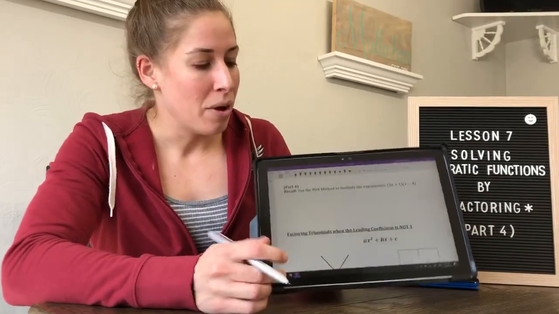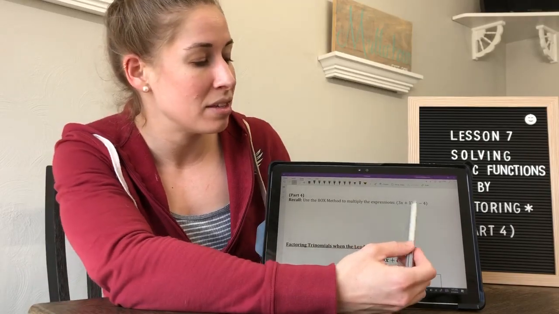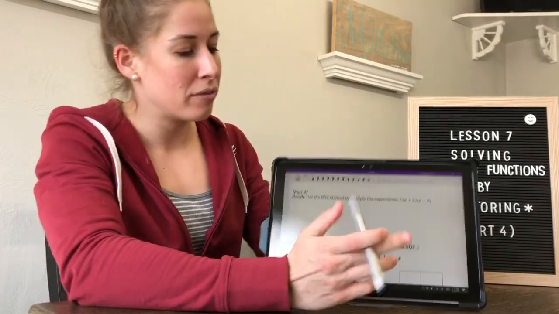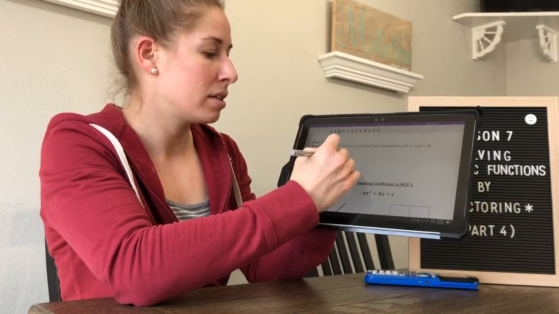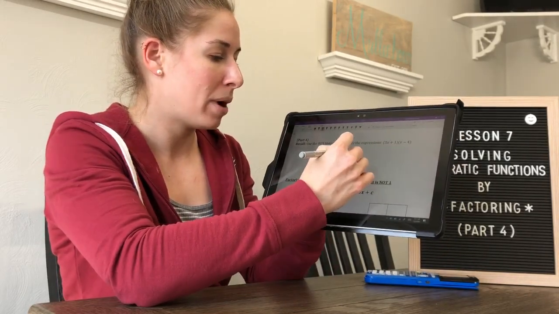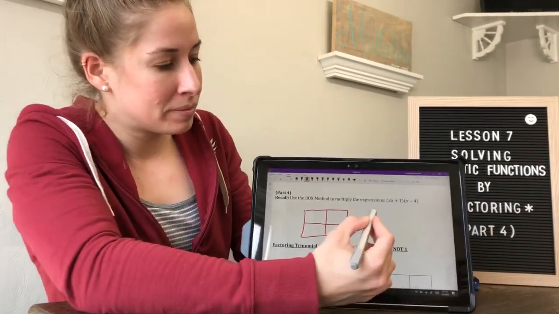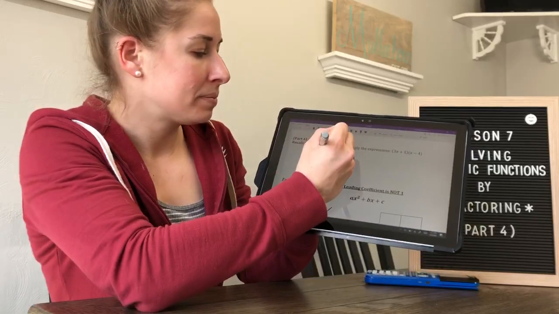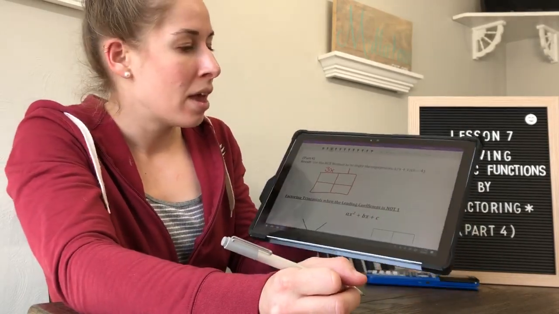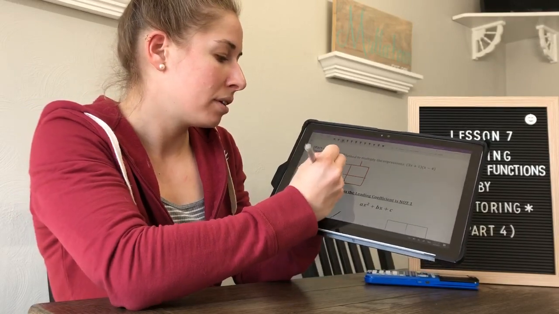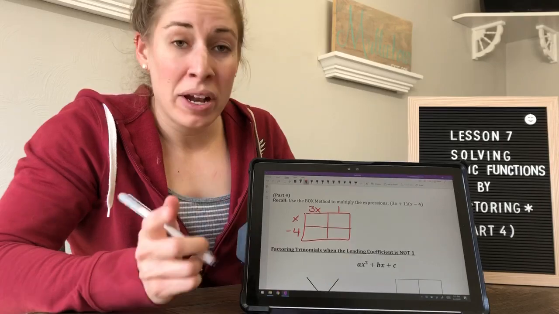All right, so we're going to first review by using the box method to multiply these two binomials. So if you recall, there are 2 terms, 2 terms. So that means you need a 2 by 2 box. The first binomial, 3x plus 1. So 3x goes over the first box, a positive 1 over the second, and then x minus 4 goes along the other side. Multiply like a Punnett square.